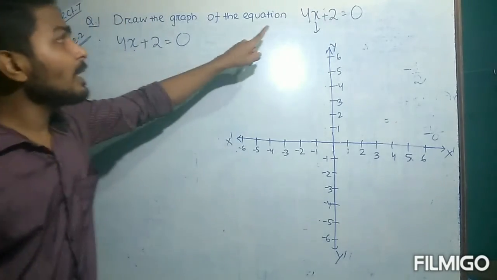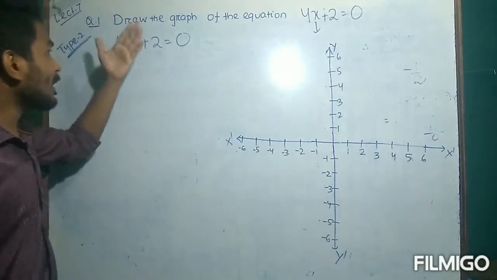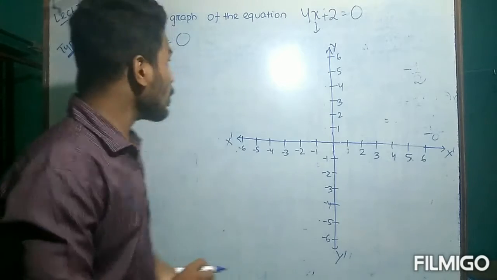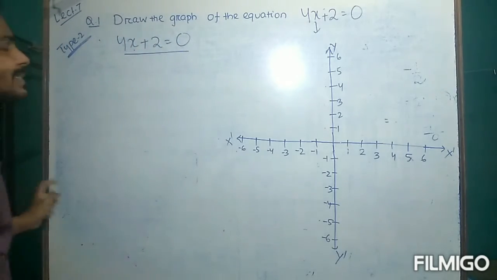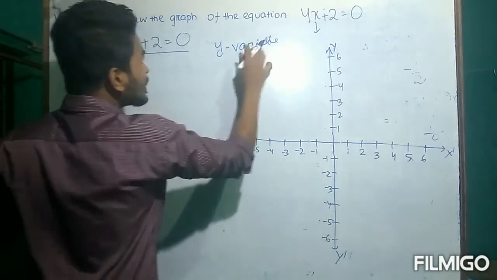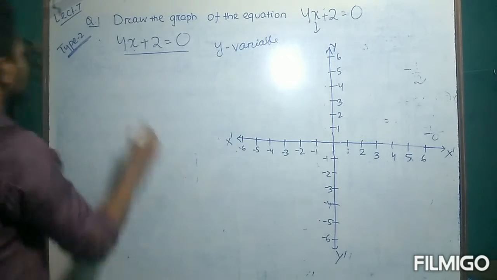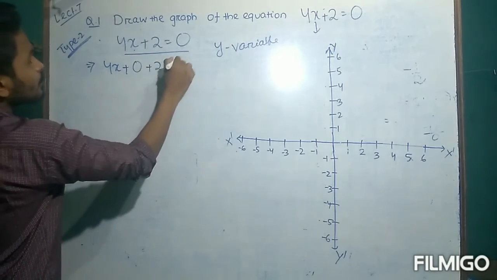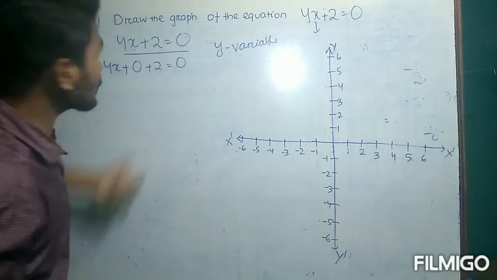So how can we represent this equation in a Cartesian coordinate system? Simply by converting the linear equation in one variable into a linear equation in two variables. And we know how we can convert them. See, in this type of equation, which variable is missing? Here the y variable is missing. So our target is to enter this variable in the equation. How? In this way, we can write 4x + 0 + 2. If you add 0, it doesn't change the value of the original equation.